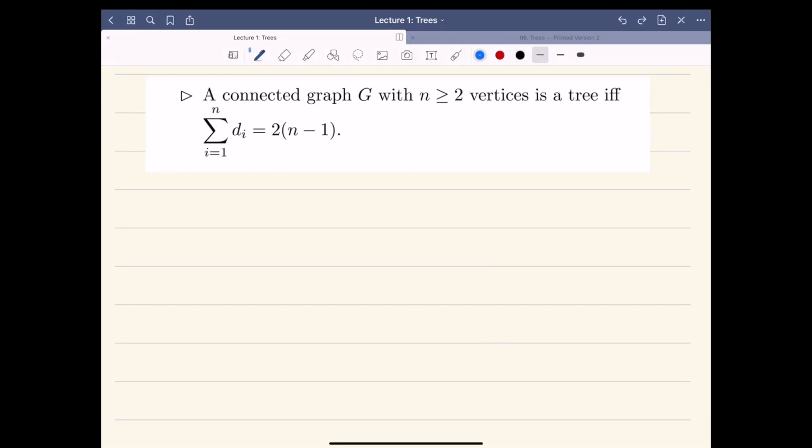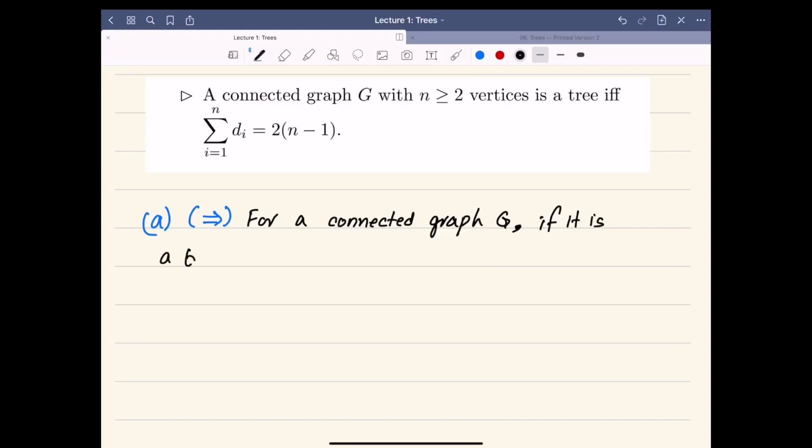So first we will prove it from left to right. So the statement will be, for a connected graph G, if it is a tree, then we have the equation, summation i equal to 1 up to n, di is equal to twice n minus 1. We will prove it directly, so by direct proof.